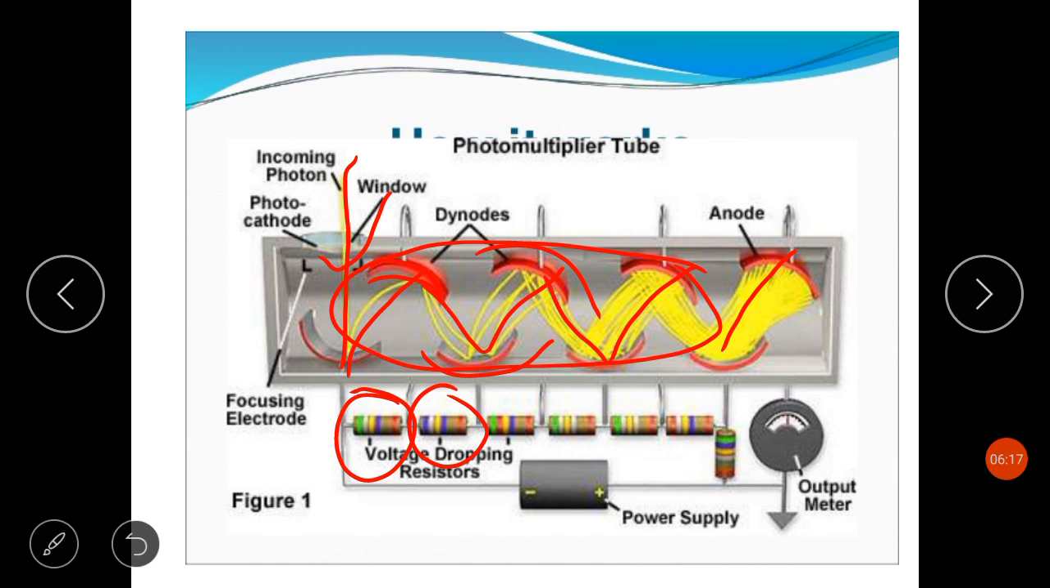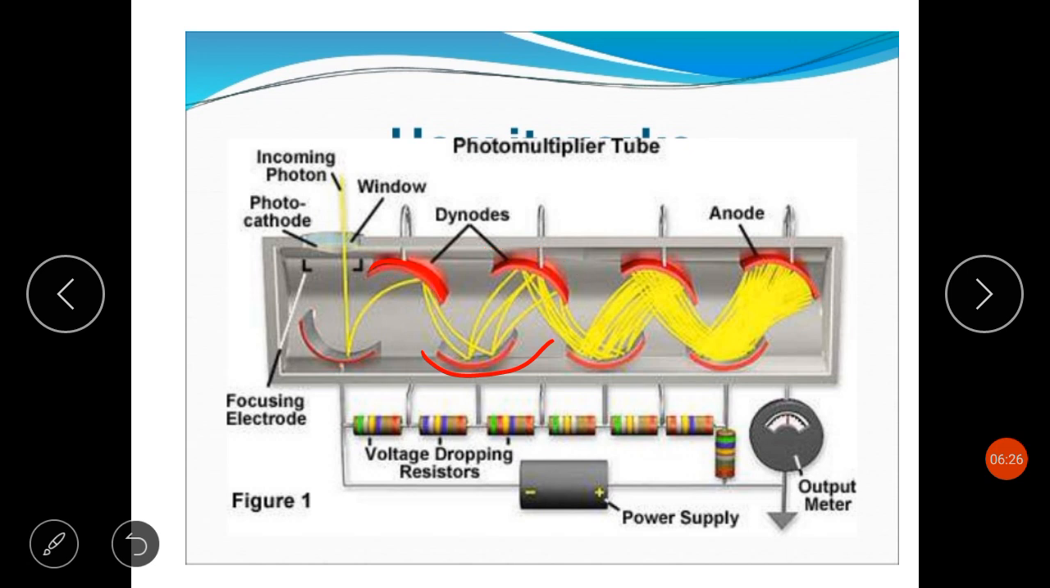Whichever electrons, whether the primary electrons, the secondary electrons, or the additional electrons, that get emitted will travel in the proper direction. Why? Because these dynodes are so shaped and placed inside the glass chamber that the electrons, after being emitted, strike the dynodes and travel in the proper direction only.